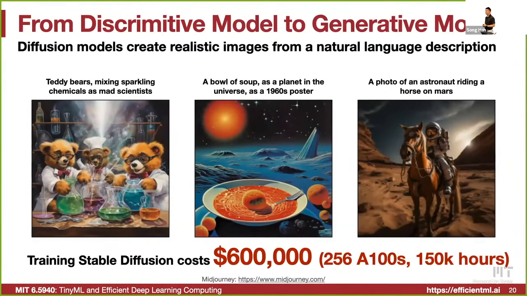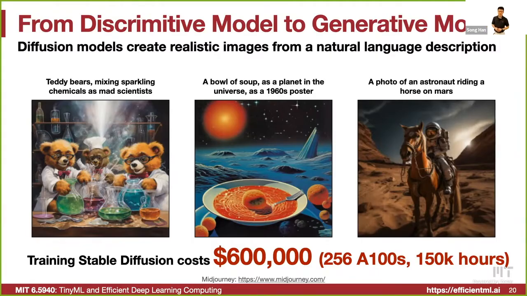So far we introduced the discriminative models. As the algorithms advanced, people designed these generative models that can not only recognize images, but also generate new images, right? These are several examples like teddy bears, a bowl of soup, a photo of an astronaut riding a horse on Mars. So diffusion models can create realistic images from natural language descriptions, and we are going to learn how diffusion models work. In order to accelerate it, we want to first understand how a diffusion model works.